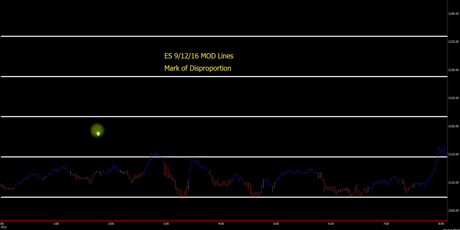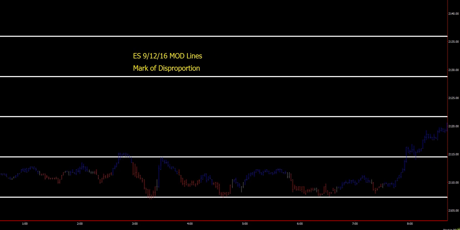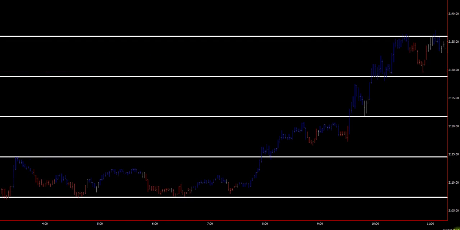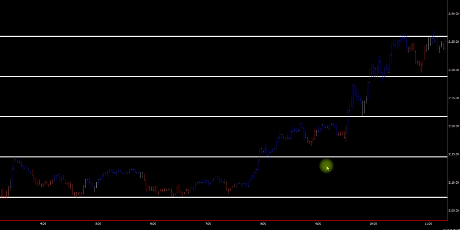So this is the ES from Monday, from midnight on. And as you can see, these marks of disproportion were key throughout the entire early session of the day. Now, once we broke out and started to move higher, you can see that did not stop them from being important. So we broke above this one.